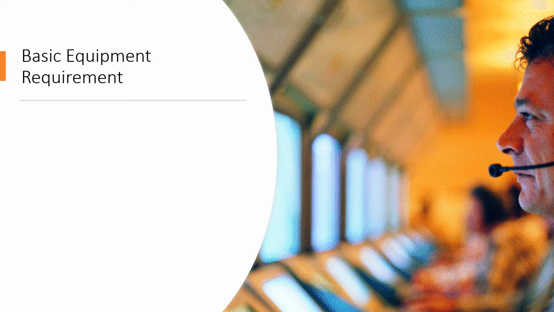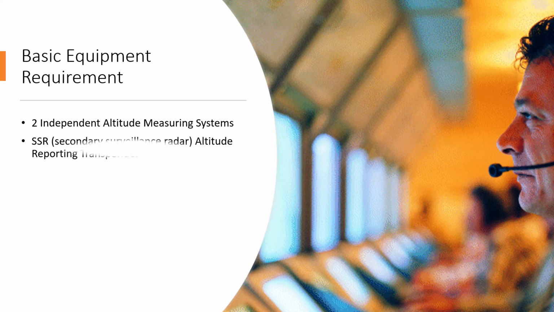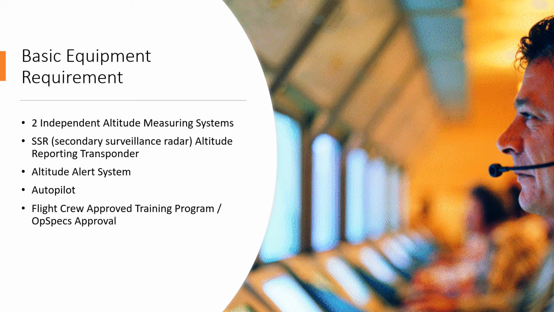So what basic equipment is needed? Now, this will vary from aircraft to aircraft, and you would need to check your specific aircraft, but generally as a rule, generically, you must have 2 independent altitude measuring systems, secondary surveillance radar, altitude reporting transponder, an altitude alerting system, an autopilot, and the flight crew have to be approved with a specific authorization and go through a training program in order to fly into RVSM airspace.